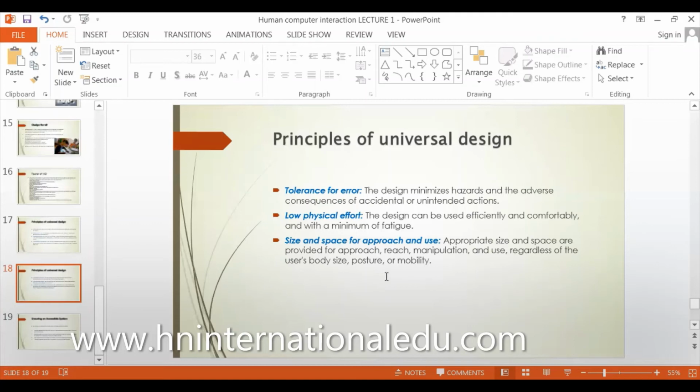Appropriate size and space are provided for approach, reach, manipulation, and use, regardless of the user's body size, posture, and mobility. You must have seen desktop computers. They have a big size and they are very difficult to move. That is why they are not very preferred. People usually prefer to use laptops anywhere except for computational work. They are not very friendly for computational work. So the size of the system matters a lot.